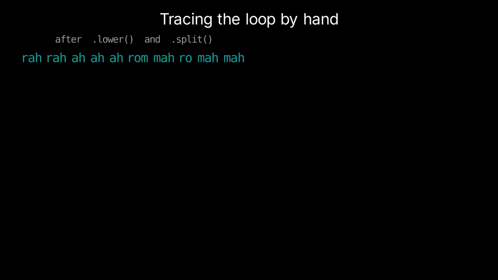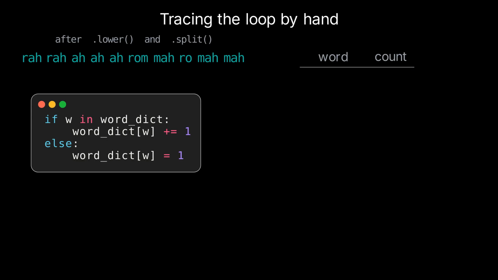Now trace it by hand, the way Python Tutor would. After lowercasing and splitting, we have a list of 10 words. Ra, ra, rum, ma, ro, ma, ma. The dictionary starts empty. First word, ra. Is ra already in the dictionary? No, it's empty, so we take the else branch and add ra with a count of 1. Second word, ra again. This time, ra is already there, so we take the if branch and bump its count to 2.